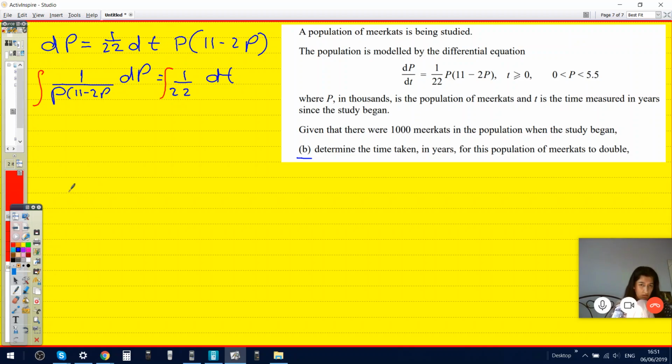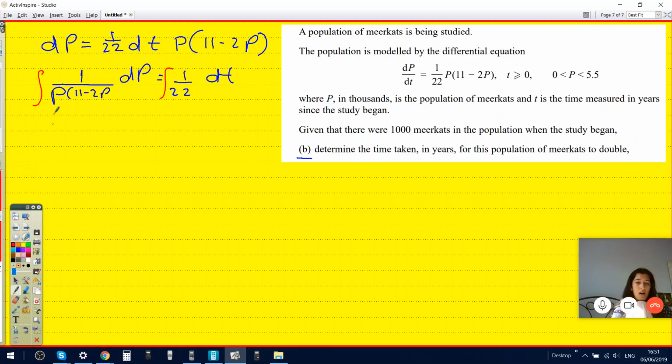Where'd your dp go? How'd you get 1 over p times 11 minus 2p? I divided both sides by p times 11 minus 2p. That's 1. Where's the one? dp. Yeah. Yeah, I'm gonna stop writing that now. So 1 over p times 11 minus 2p dp. So integrate both sides. So 1 over p times 11 minus 2p, that's just ln of p times 11 minus 2p in modulus, I think. I don't know, it's modulus, but whatever. And then integrate 1 over 22.